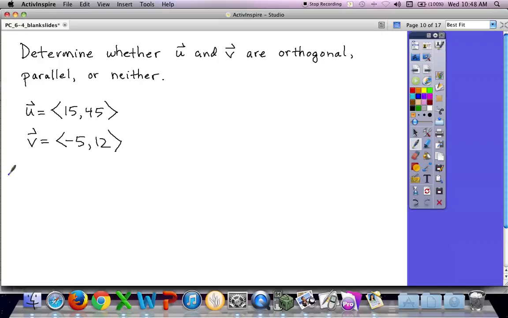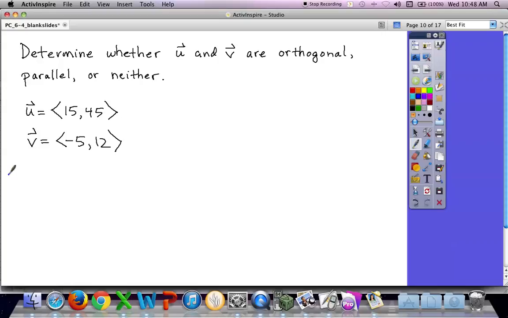But vectors, remember, don't have a position. You can move them around anywhere. So when we say parallel, what we really mean is they have the same direction. It's not necessarily that they wouldn't intersect, because they don't have position. That's not really a good question. The question is, do they have the same direction?